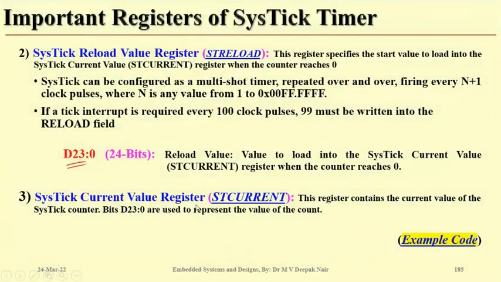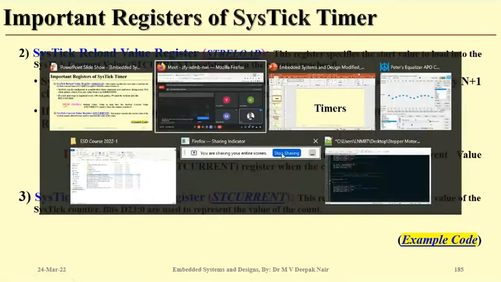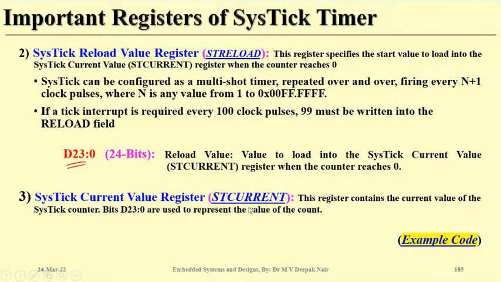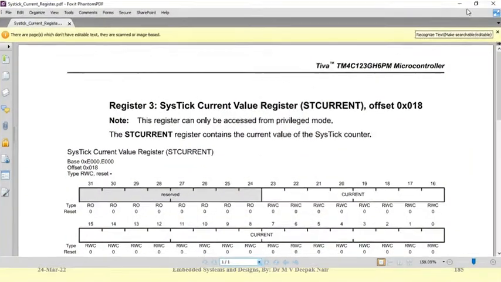Last but not least, you have the Systick current value register. This register contains the current value of the counter. If you want to check what the current count is, you can read this particular register. So this is again D23 to D0, a 24-bit register.